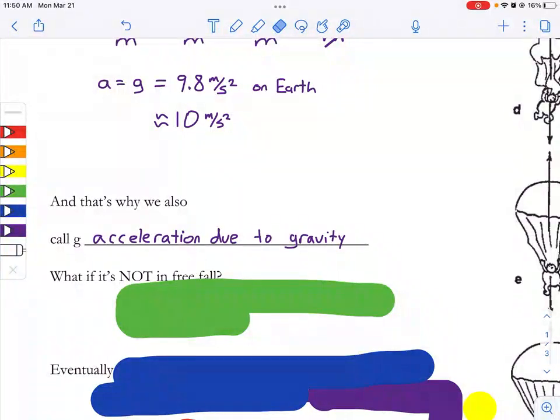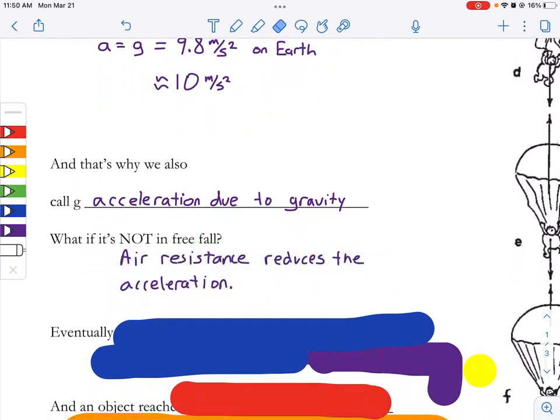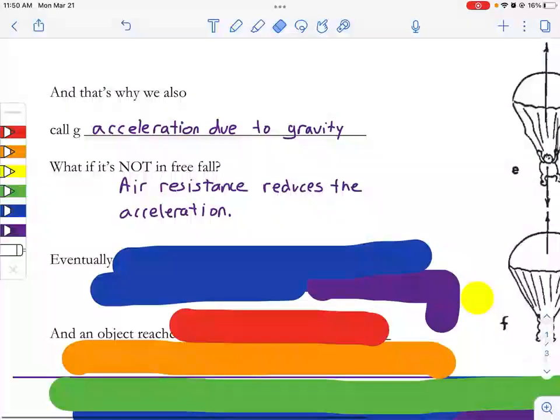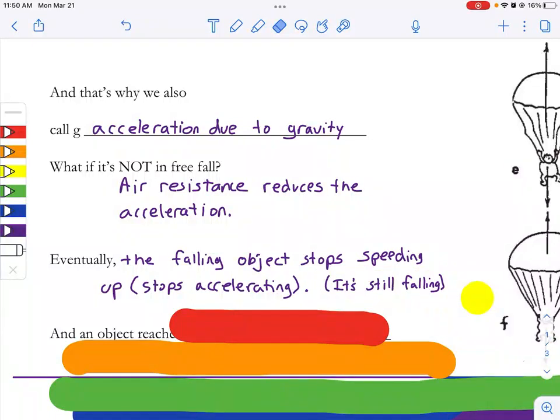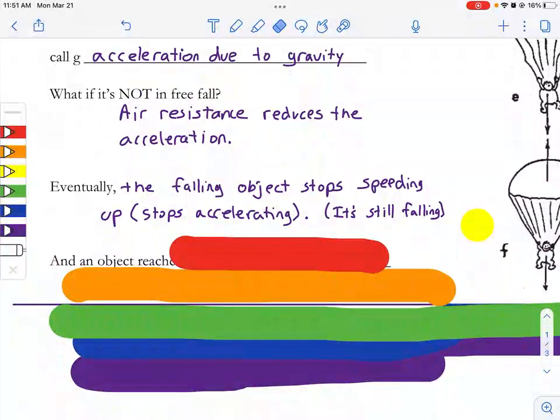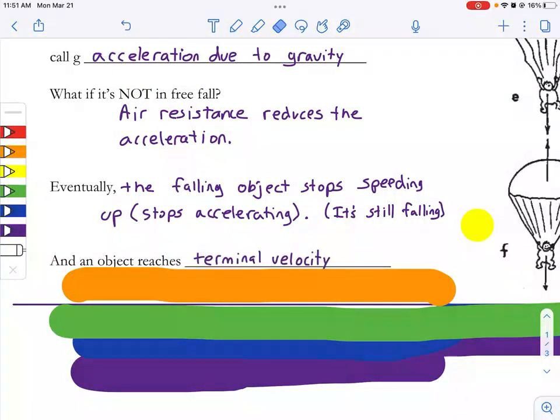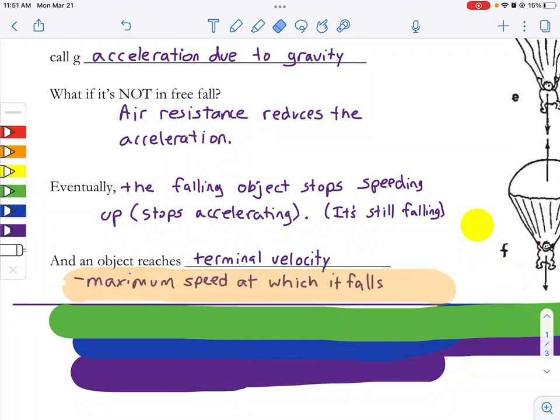But not everything is in free fall, because not everything is only acted on by gravity. There's that pesky thing called air resistance, and that reduces the acceleration. It keeps you from speeding up as fast as you possibly could. What that means is eventually things stop speeding up. They stop accelerating. That doesn't mean they stop falling. That just means they stop accelerating, okay? They're still falling. They're just not falling as fast as they were to begin with. That means they reach their terminal velocity, and terminal velocity is that maximum speed at which they fall.